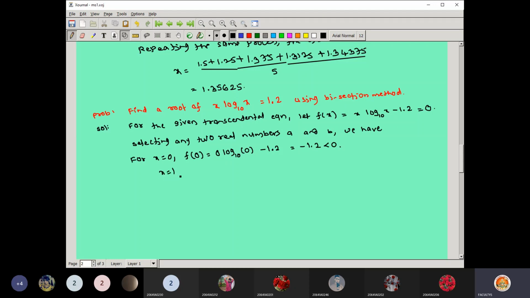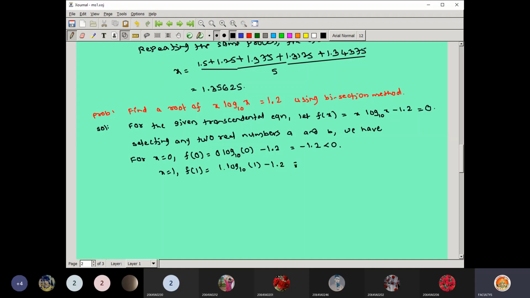Similarly, you are moving to x equal to 1. F of 1. Normally in mathematics, log 0 is generally undefined, but for your clarification, I am supposing it as 0 only because 0 into something is totally 0. So if I write x equal to 1, 1 into, as per your equation, log 1 minus 1.2. So what is log 1?